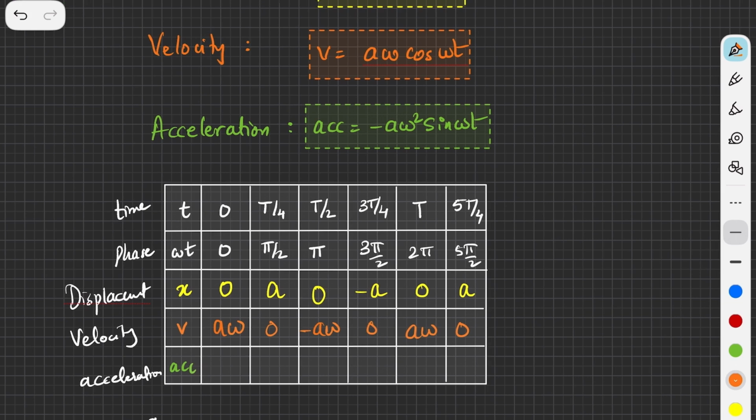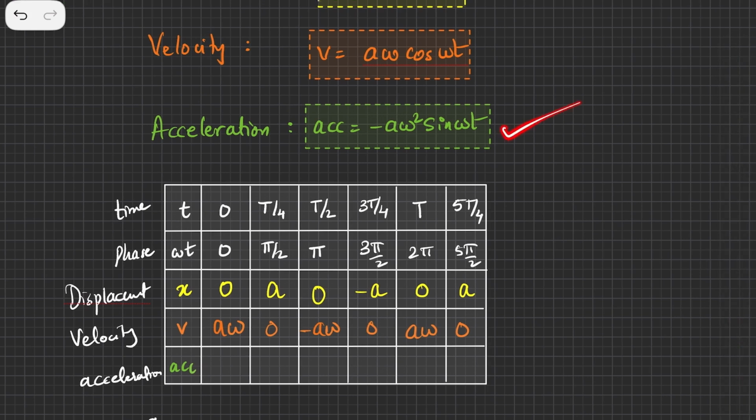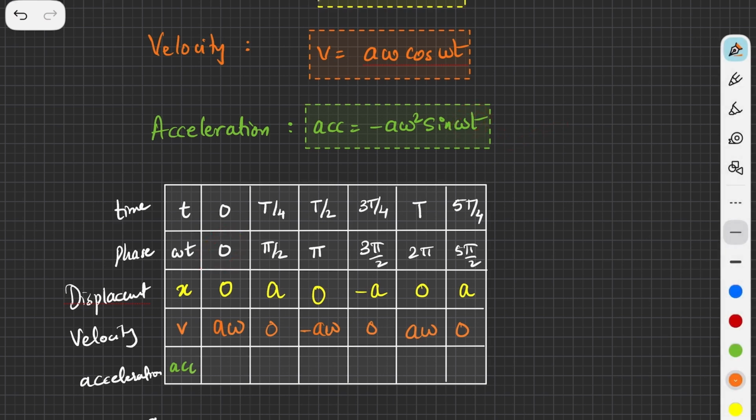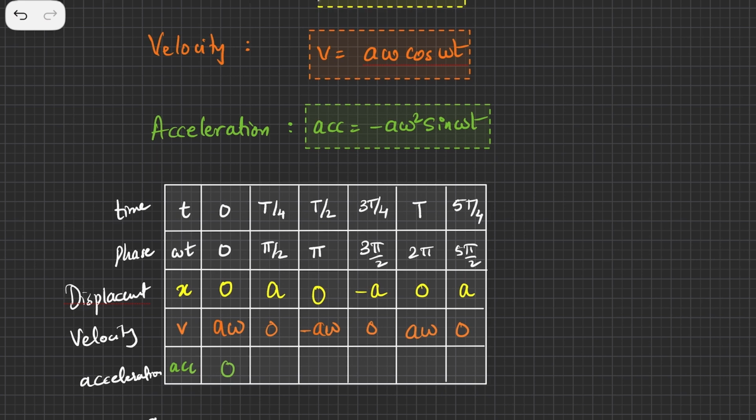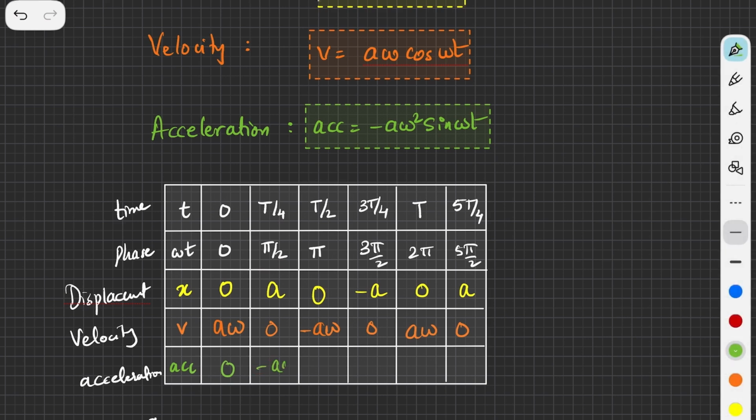Same way, if you fill up for acceleration, you use the equation for acceleration. Omega t value is 0, so I'll put a 0 over here. Sine 0 is 0, and 0 into anything is 0. So I get a 0 over here. Then we come to the next value. Omega t value is pi by 2. So sine pi by 2 is 1. 1 into minus a omega square is minus a omega square. So I'll write with a pen minus a omega square.